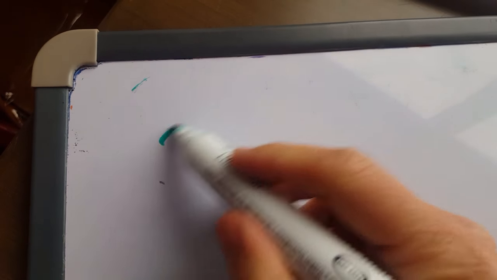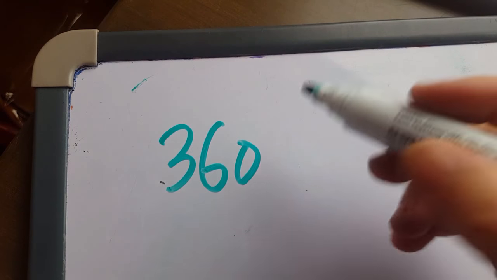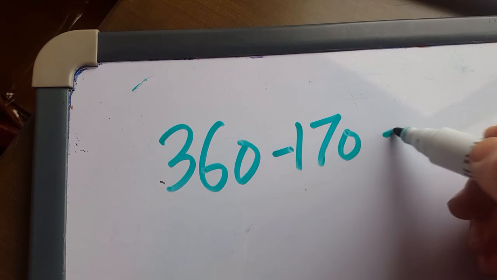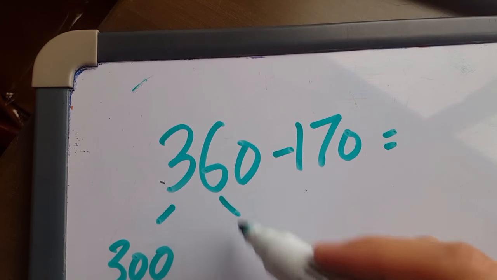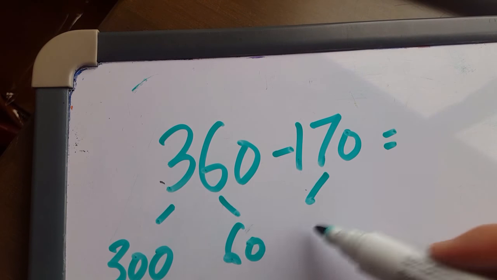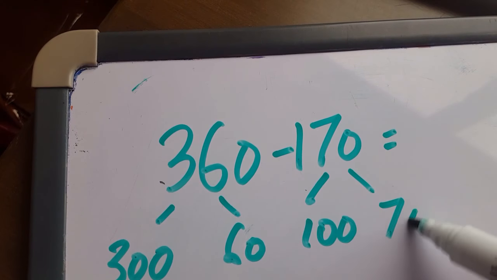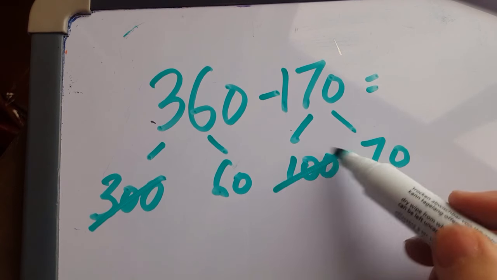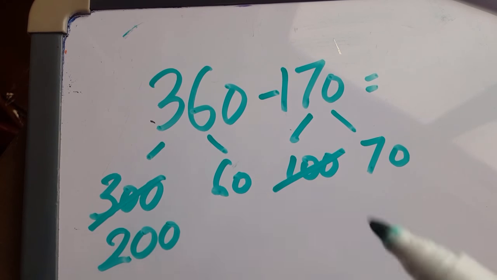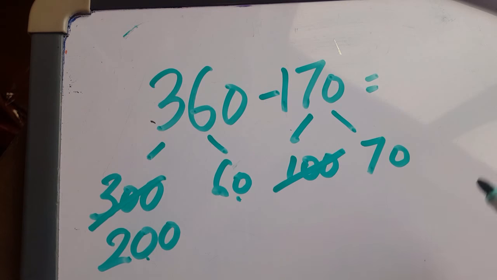we got 360 take away 170, for example. Again, split this into 360. Split this into 170. Do the hundreds first. 300 take away 100 is 200. Now what happened? We got 260 take away 70. Now numbers are getting much more manageable.